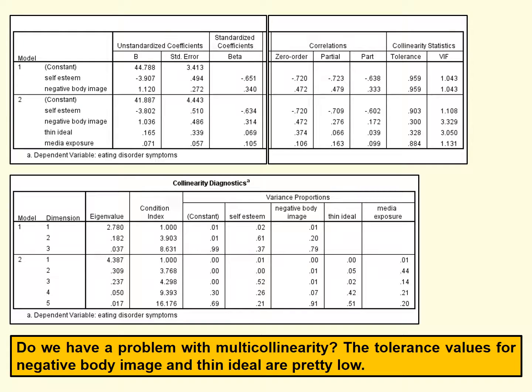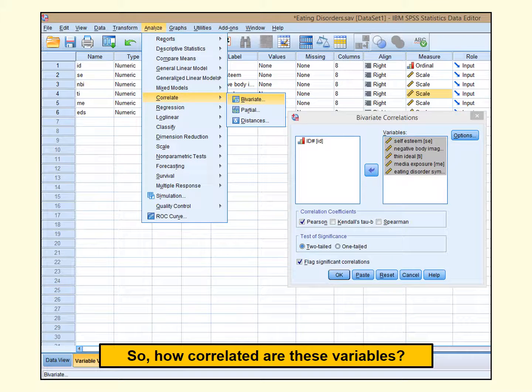Well, if you ask for it, SPSS will give you some correlations and also some collinearity statistics and collinearity diagnostics. For the time being, I'm not going to address the table at the bottom here, but if you just look at the table at the top, you can see that the tolerance values for negative body image and for self-esteem, for negative body image and thin ideal are relatively low. Not desperately low, but relatively low. Now, what's going on here?